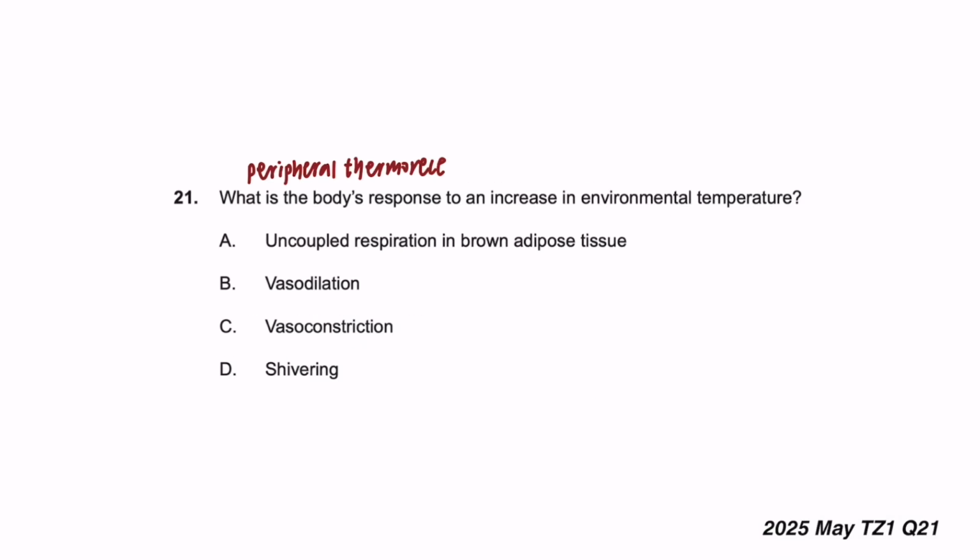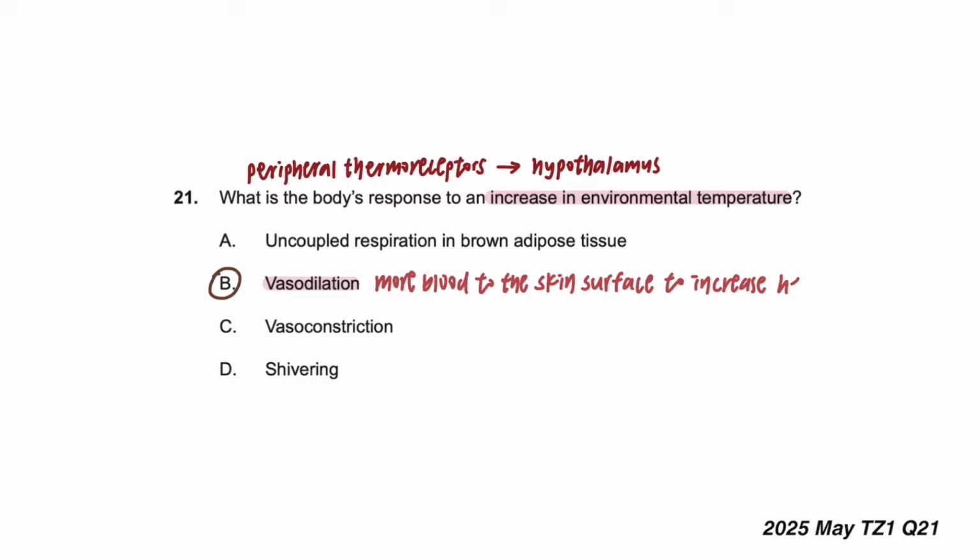The peripheral thermoreceptors under the skin detect the increase in environmental temperature. The receptors send nerve impulses to the hypothalamus to respond to the change in the temperature. There are several responses such as vasodilation and sweating. Vasodilation means transporting more blood to the skin surface to increase heat loss.